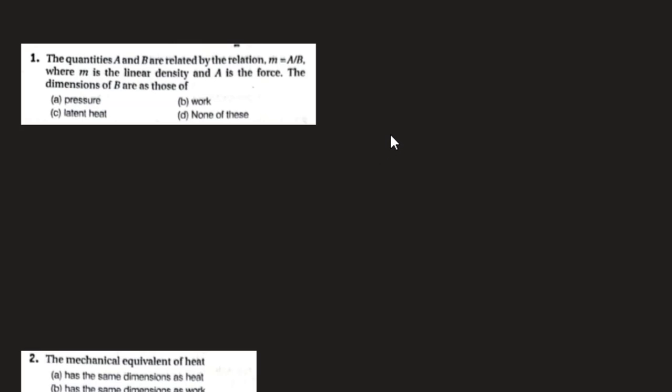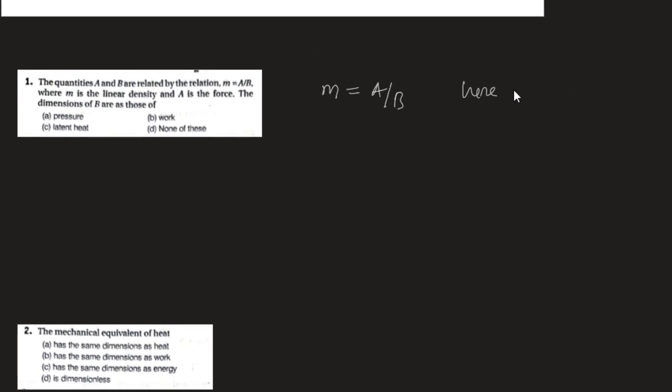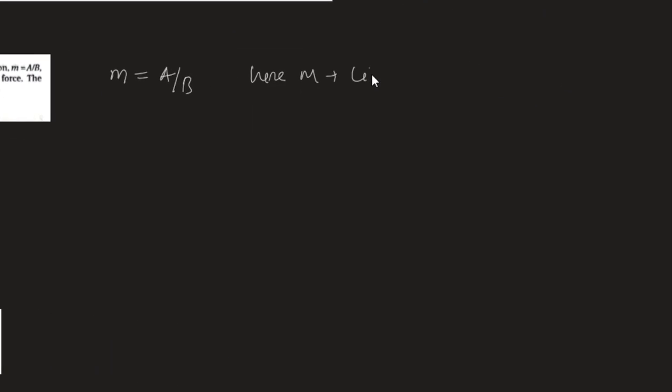Okay, the first question: given that A and B are related by the relation M = A/B, where M is linear density. So what is the meaning of linear density? Linear density means mass by length. So the dimension of M will be M L^-1.